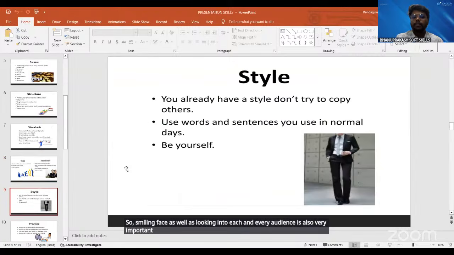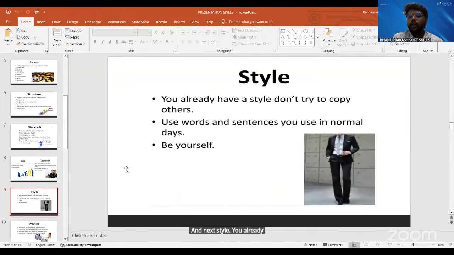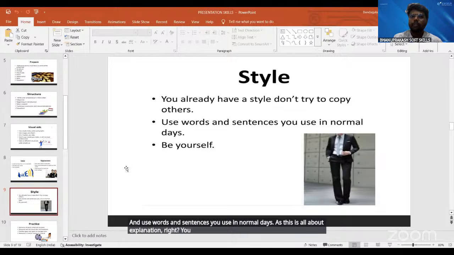And next, style. You already have a style, so don't try to copy others, just be natural. Or even if you find there are some mistakes in your style, then you can change it. You can change it or you can copy it, but you should never copy exactly from someone, or you will make some mistakes. And use words and sentences you use on normal days. As this is all about explanation, right? You don't need to sound formal about everything.